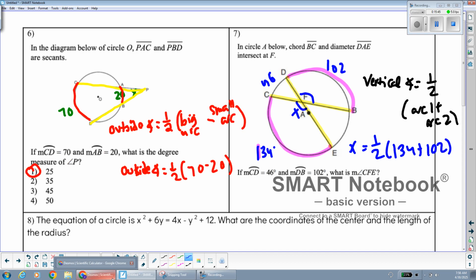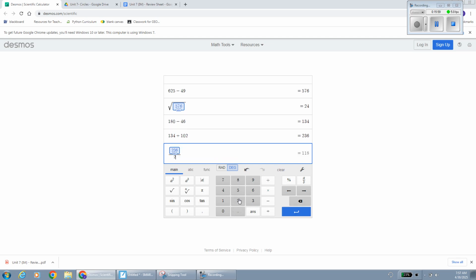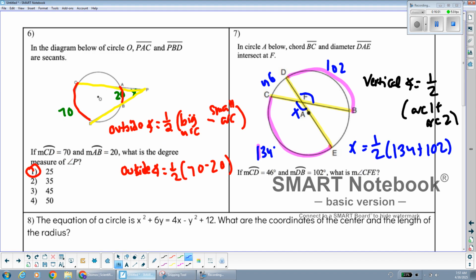So let me do that in my calculator. 134 plus 102. 118. Perfect.